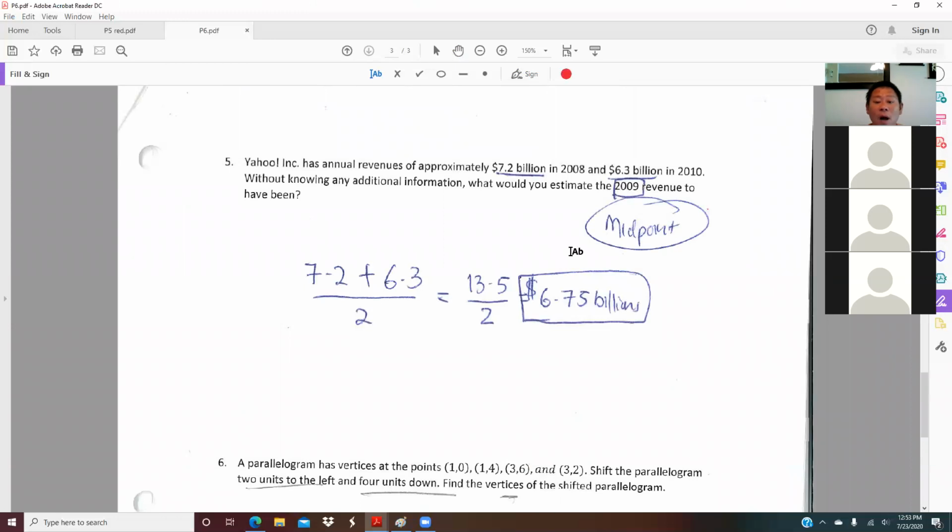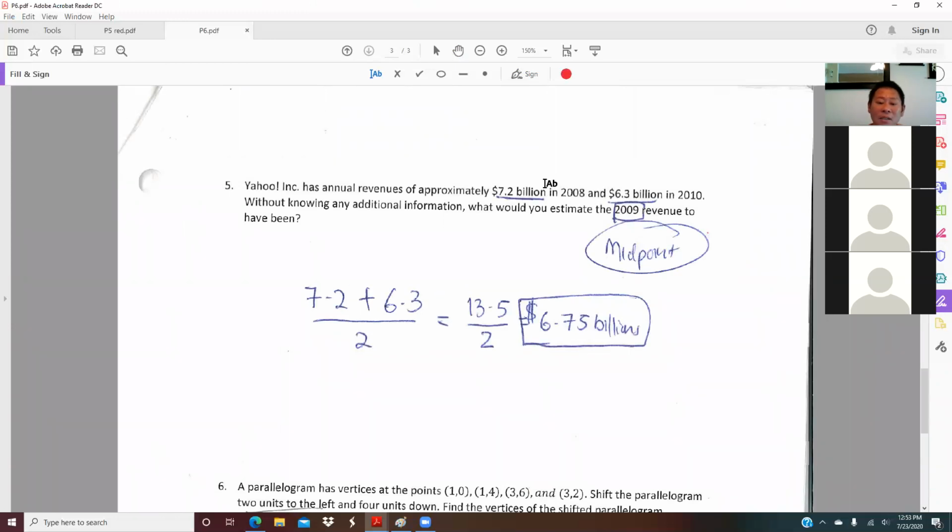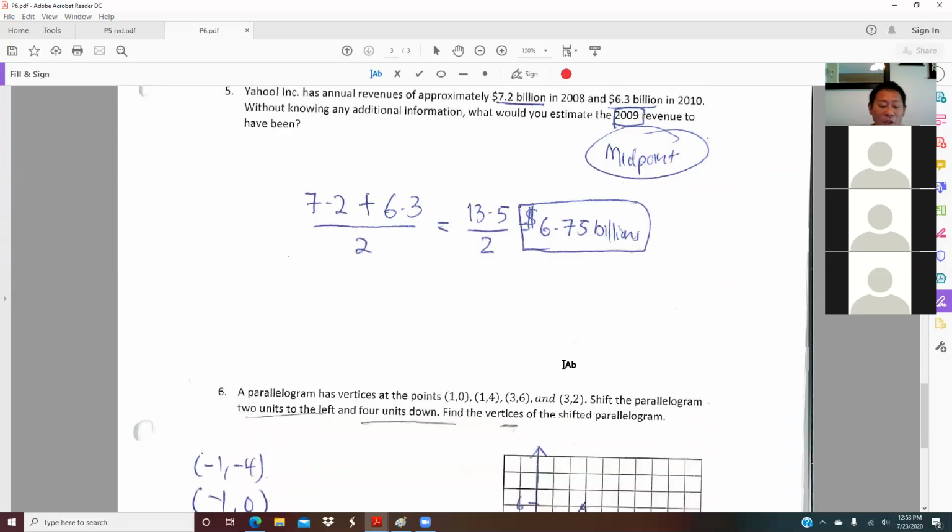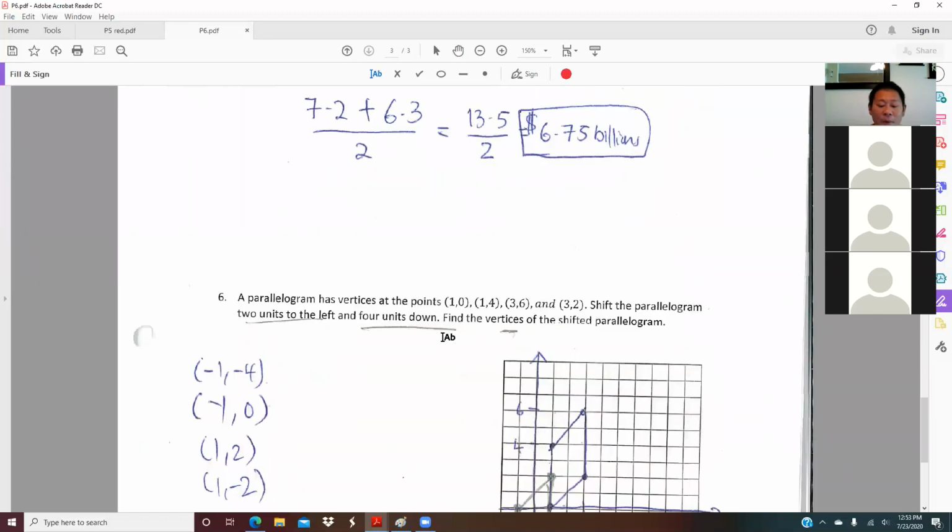Okay, so they say this year is 7.2, 2010 is 6.3. What do you assume for 2009? So what you do is you find the midpoint. You just add the two numbers up and divide by 2. So it's around 6.75 million. So it's pretty much very common here.